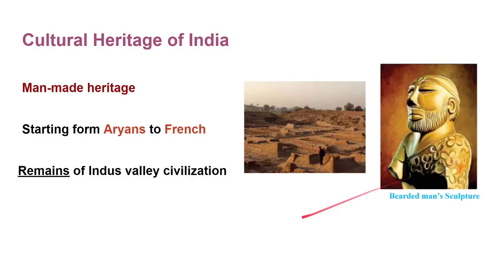Here you can see the picture of the bearded man's sculpture, which was found in Mohenjo-daro, one of the masterpieces that is kept at the National Museum of Pakistan.